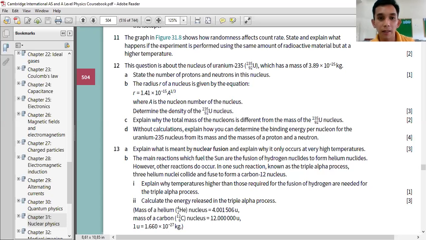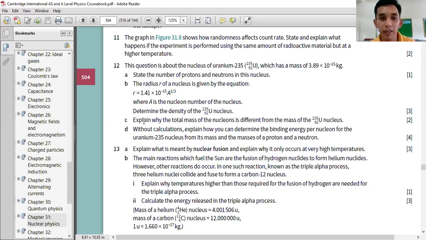For the answer to 12C, you just need to continue this sentence that I've made. When the nucleons combine, they will have what? To explain why the total mass of the nucleons is different from the mass of the nucleus.